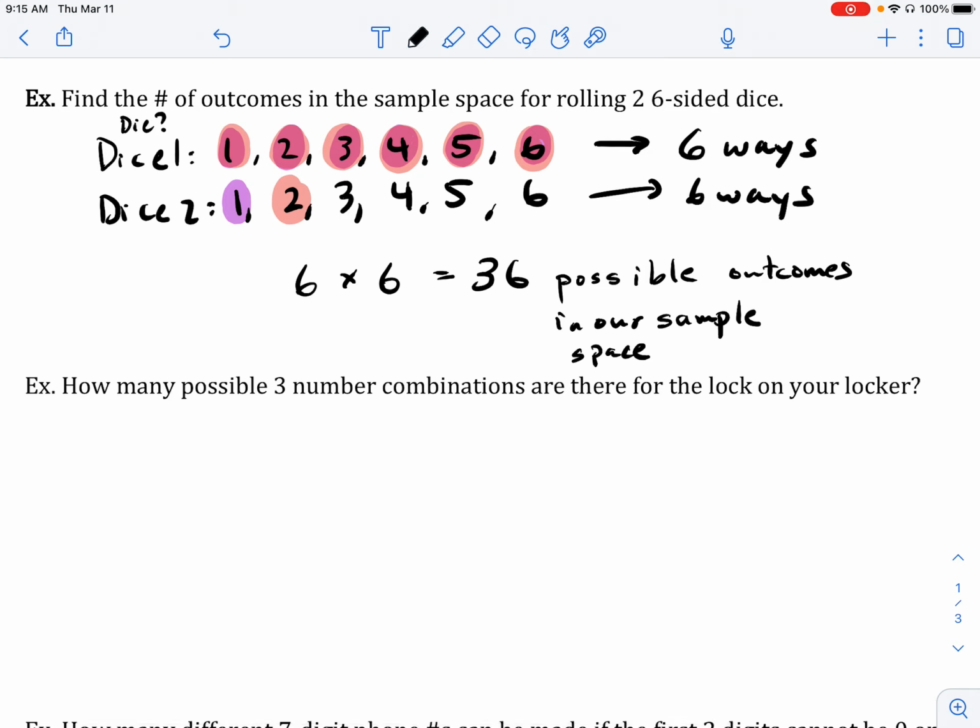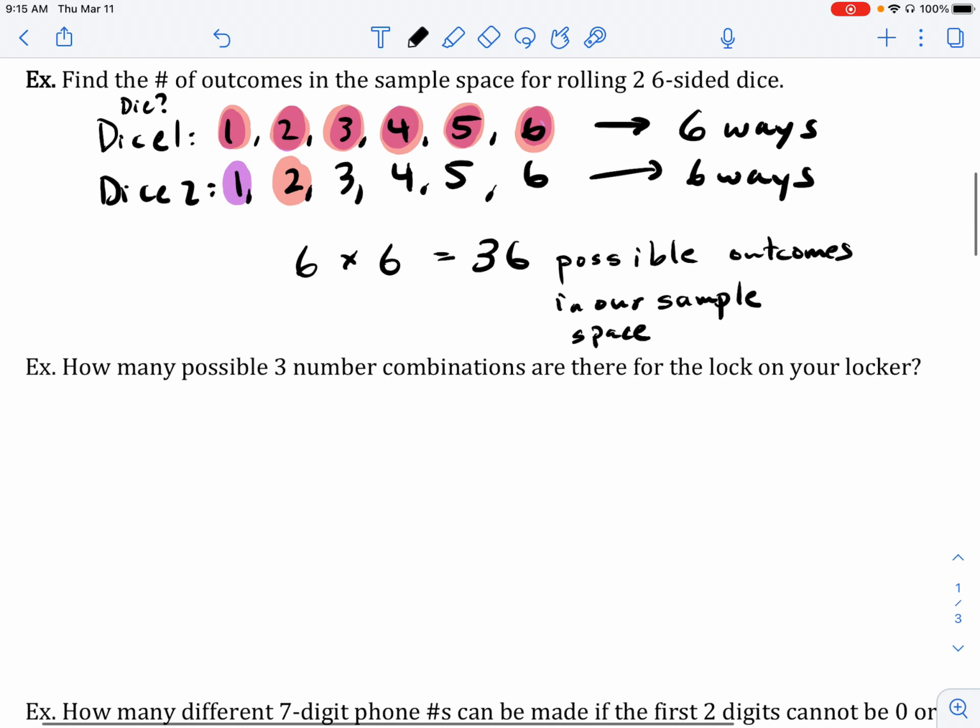Let's try another problem with that. How many possible 3 number combinations are there for the lock on your locker? Now, in order for you to do this, you probably kind of have to have a sense of what a lock looks like. There are a total of 40 different numbers that are possible for a standard locker. It usually goes from 0 to 39. So 0 can be a number. So the first number can be any number from 0 to 39, which means for the first number, there are 40 different possibilities.